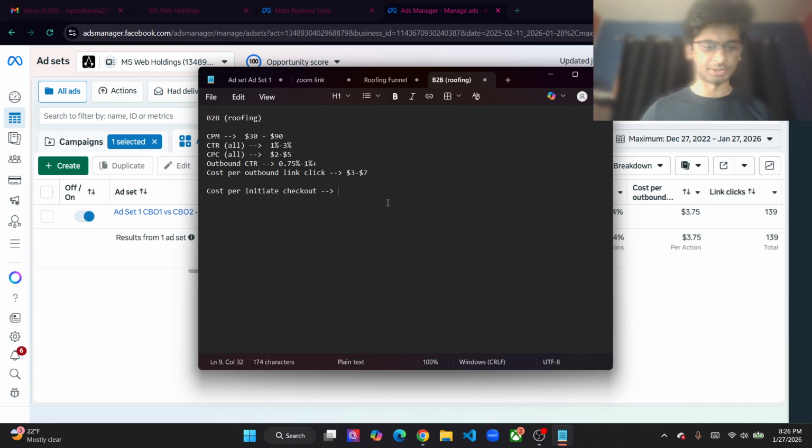Okay, so cost per initiated checkout, this is $20 all the way to $50 plus. I wrote down $47. We'll say $50. The cost per booked call can be anywhere from $67 to $157. And especially for roofing, I've seen some of my ads do like 150 cost per book call, which is pretty expensive. And not even qualified book call, just cost per book call in my previous campaigns.